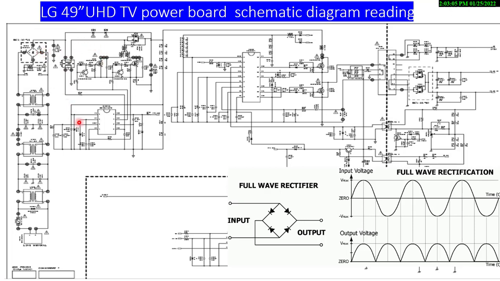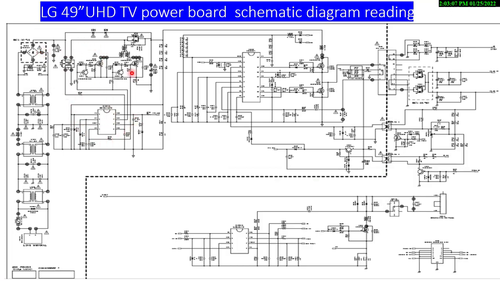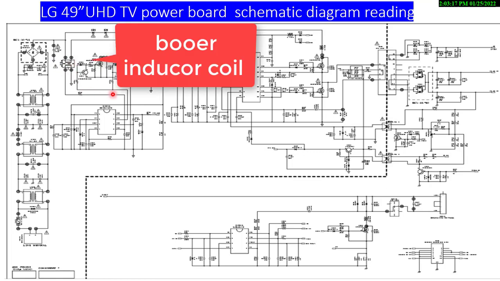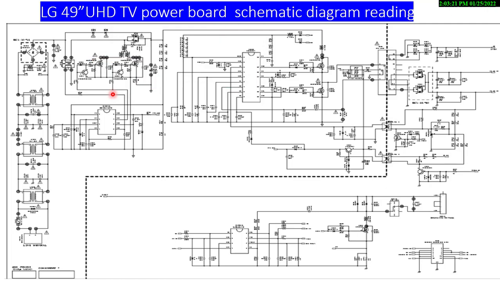The other circuit is the PFC and booster circuit. Here is the PFC IC, and here is the booster circuit. That is used to boost the voltage from a low level to a high level. In this case, we boost the voltage from 300 volts to 400 volts. That is used to stabilize the output voltage for the working of the other circuits in the television.